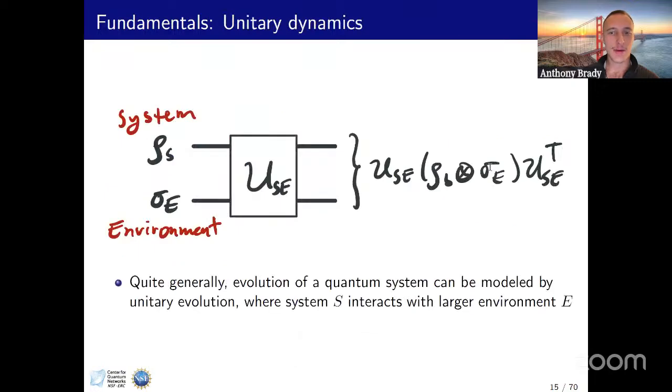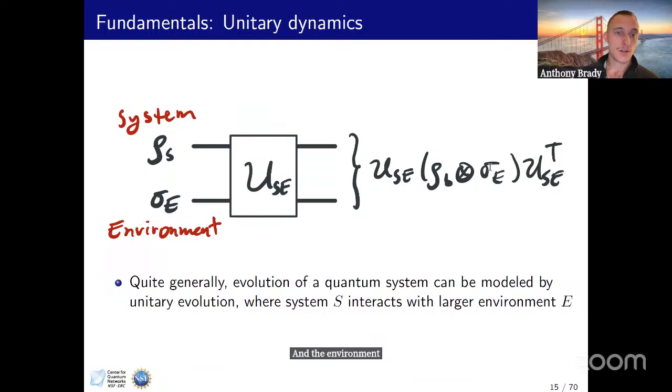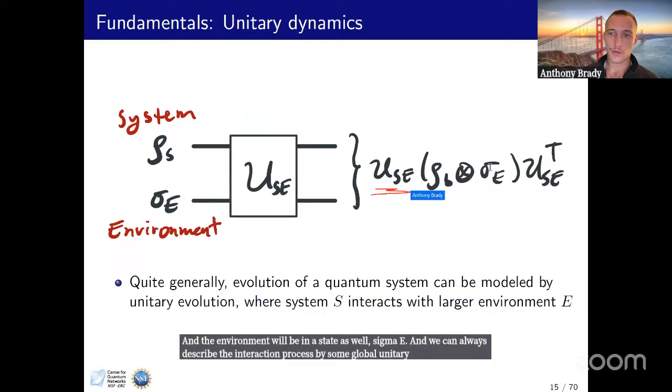So that was about states. The next thing is about dynamics, so unitary dynamics. Quite generically, we can always describe the evolution of a quantum system, rho s, as an interaction with an environment, and the environment will be in a state as well, sigma E. We can always describe the interaction process by some global unitary. This is the global unitary, USE, acting on this initial uncorrelated state, rho s times sigma E.